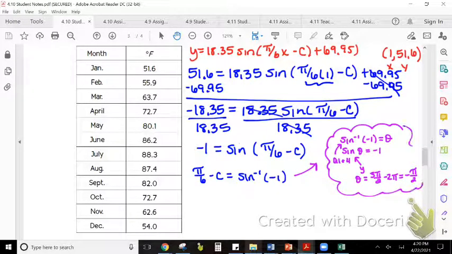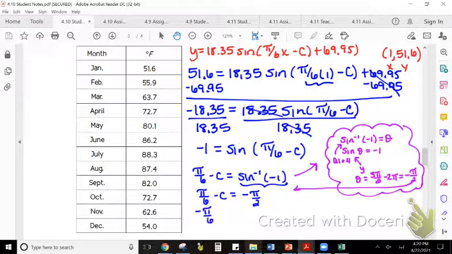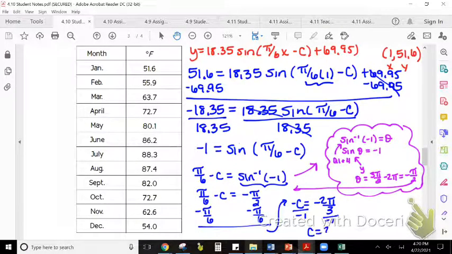So we're going to take that answer now and plug it back in over here. So we've got pi over 6 minus c equals, and we just said inverse sine of negative 1 is equal to negative pi over 2. So now to solve for c, we're just going to subtract the pi over 6. All right, so when I do that, I get negative c equals negative 2 pi over 3. Divide by negative 1, and we got c is equal to positive 2 pi over 3.